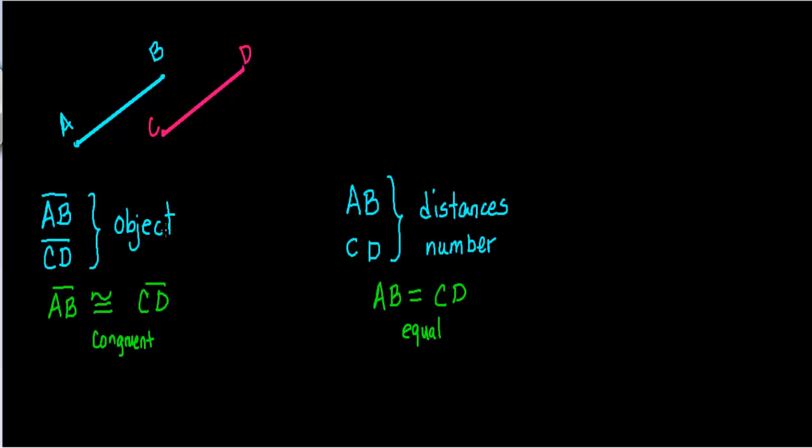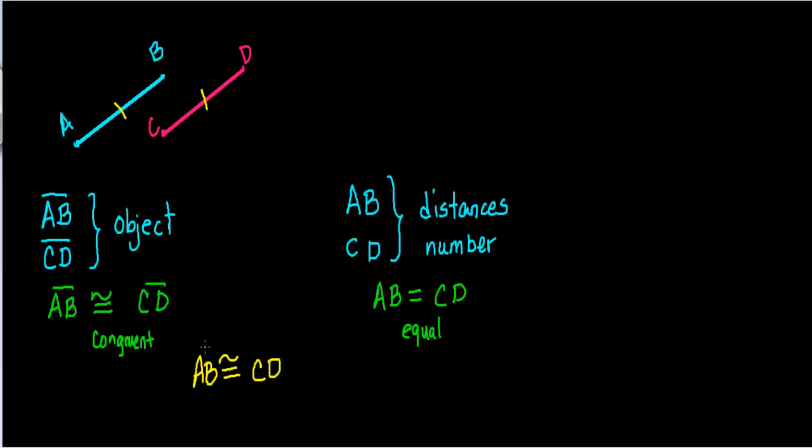And if they are congruent, I can use tick marks to show congruence. Tick marks mean something like this, that and that. That symbol tells me that segment AB and segment CD are congruent. That means that their lengths are equal. Now, you cannot write this. You cannot say that AB is congruent to CD, because here you're talking about an actual number.